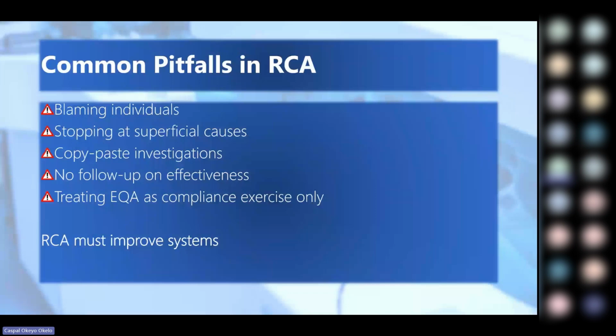The fourth pitfall is that there is no effectiveness monitoring. You don't follow up on the effectiveness. So if you implement your preventive action, as we've said, you need to check three months later whether your bias has improved. And if you do not monitor for effectiveness, you cannot prove that an improvement occurred.